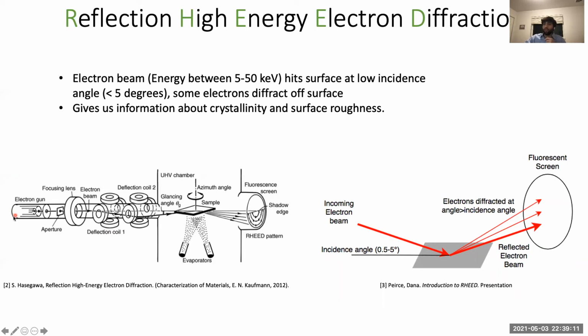And over here is a somewhat similar diagram showing the inside of the electron gun, where the electrons are sent through a focusing lens and various deflection coils until they get into our chamber, hit our sample, and then show up again on our fluorescent screen.